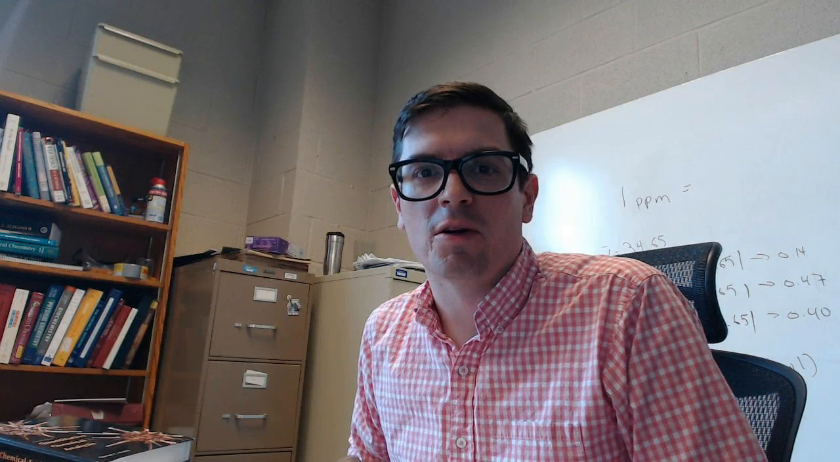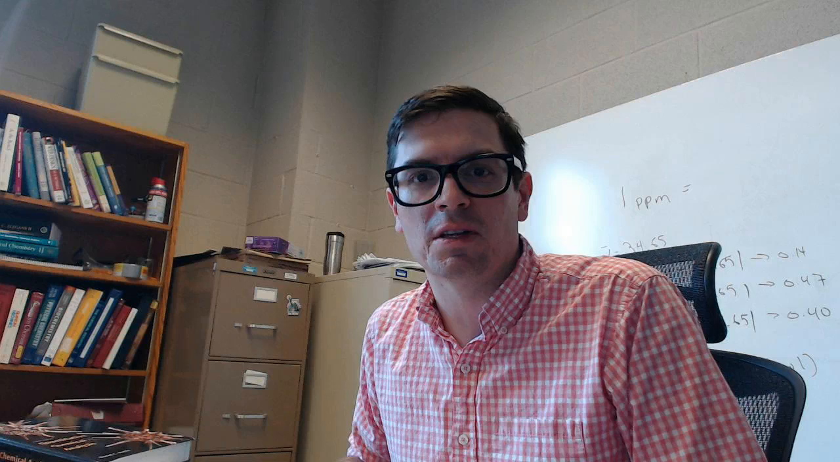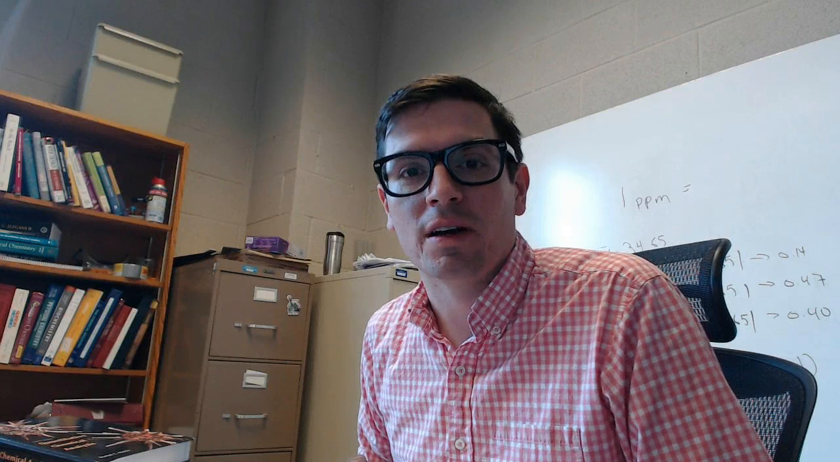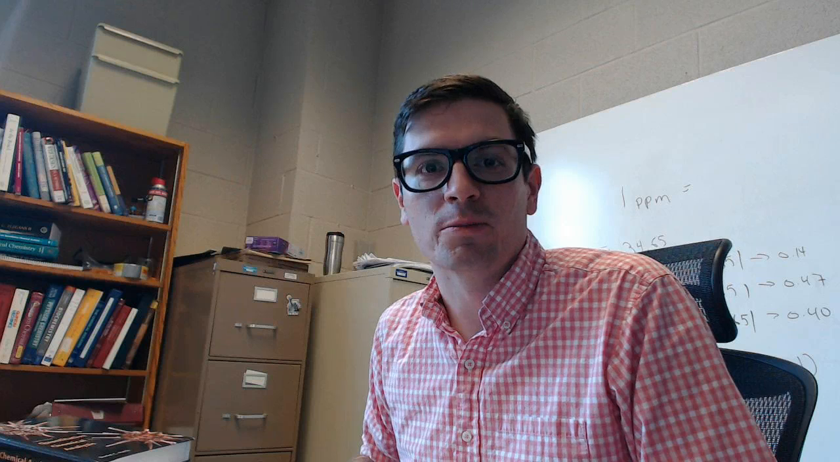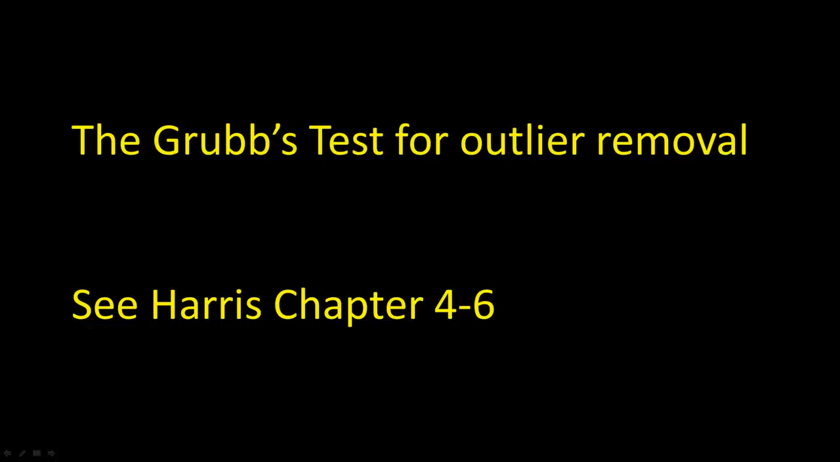We're just going to be talking about one particular aspect of statistical analysis that's really relevant to analytical chemistry, and it's one that we don't really have time to get to in a whole POGL, but I thought you guys should get some experience with it. It's called the Grubb's test for outlier removal, and it's Chapter 4-6. Once again, this is the Grubb's test from Chapter 4-6 in Harris.